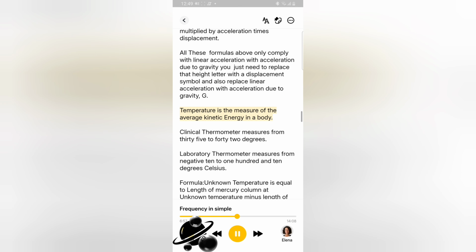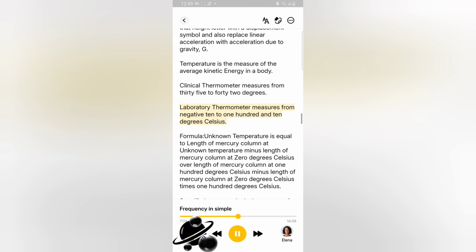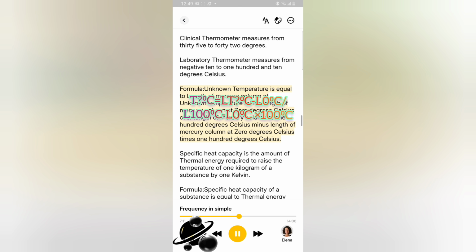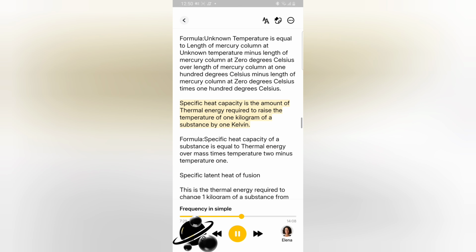Temperature is the measure of the average kinetic energy in a body. Clinical thermometer measures from 35 to 42 degrees. Laboratory thermometer measures from -10 to 110 degrees Celsius. Formula: unknown temperature is equal to length of mercury column at unknown temperature minus length of mercury column at 0 degrees Celsius, over length of mercury column at 100 degrees Celsius minus length of mercury column at 0 degrees Celsius, times 100 degrees Celsius.